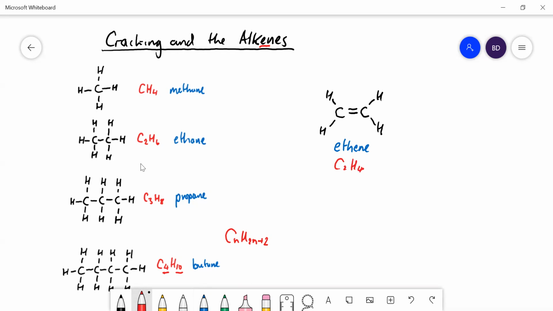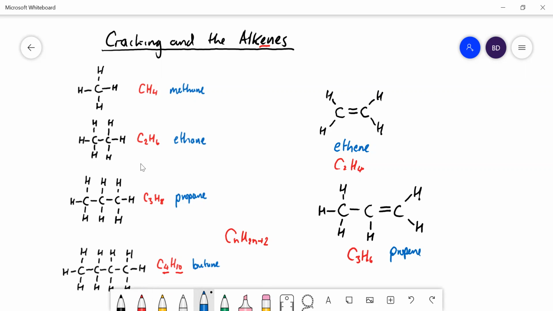If you look at the next one along, with 3 carbons in it, put a double bond between 2 of them. So the carbon on the far right is going to need 2 hydrogens. This middle one is going to need just 1, so it's forming 4 bonds, and the end one's going to need 3. The formula of that would be C3H6, and that is called propene.